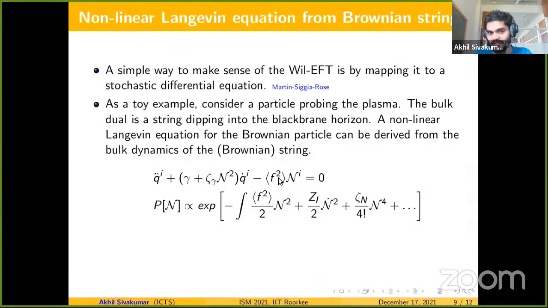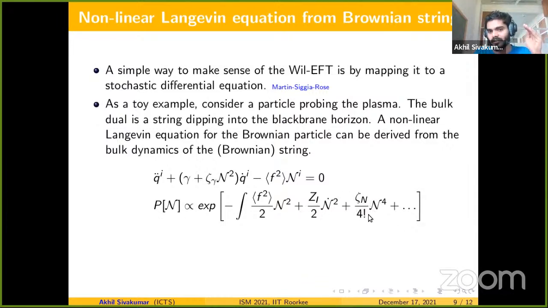usual drag and stochastic force. There's a part of the drag which is stochastic itself, and it comes with a coefficient zeta gamma, and the stochasticity is captured by the same noise variable. And in addition to a simple Gaussian nature of the noise variable, it's no longer Gaussian. It has non-Gaussianities captured by some parameters like this.